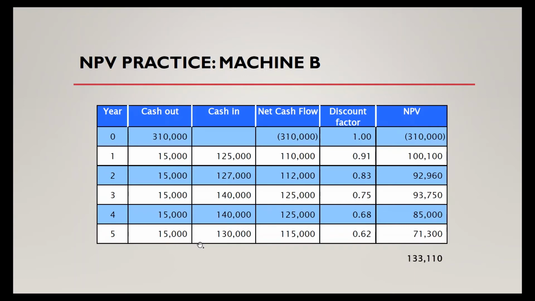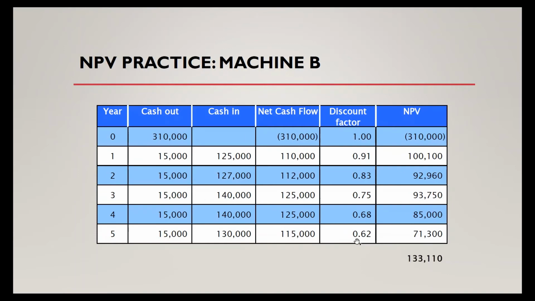For year 5, the cash inflow is £130,000 and we need to pay Facebook advertisement expenses of £15,000. So the net cash flow that we will receive is £115,000. Again, to calculate the discount factor of year 5, we take the discount factor of year 4 and divide by 1.1. Then this will give us a discount factor of 0.62.